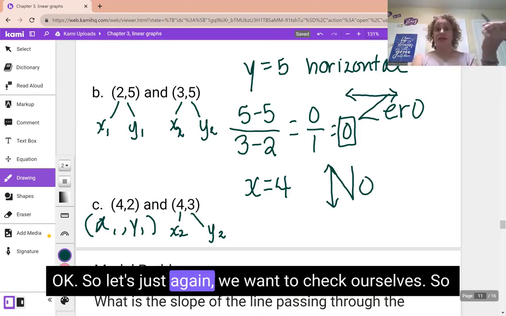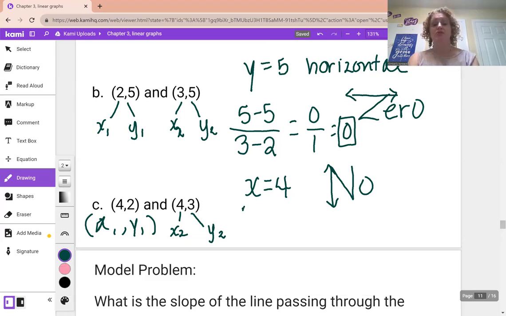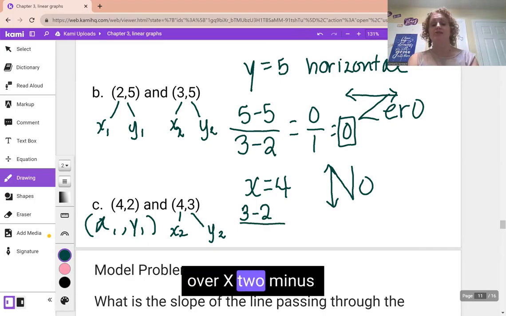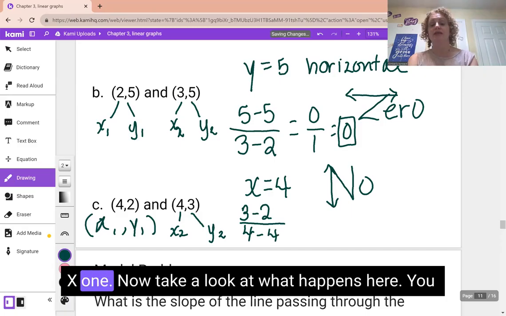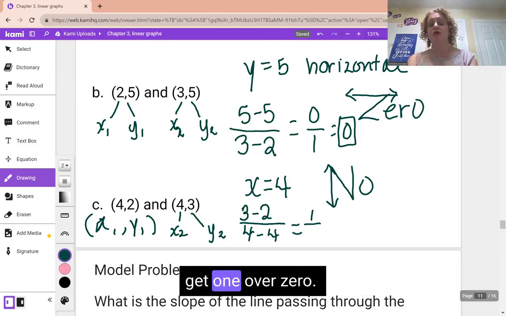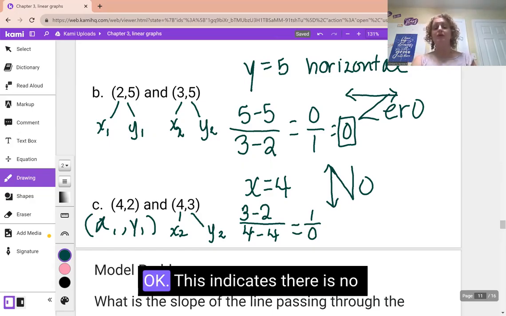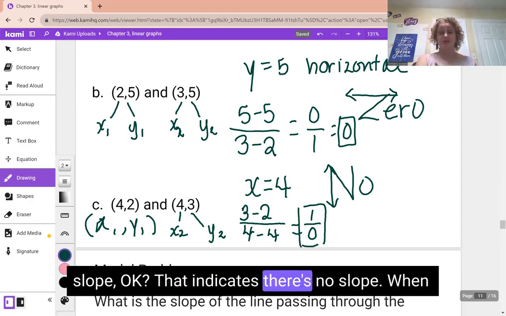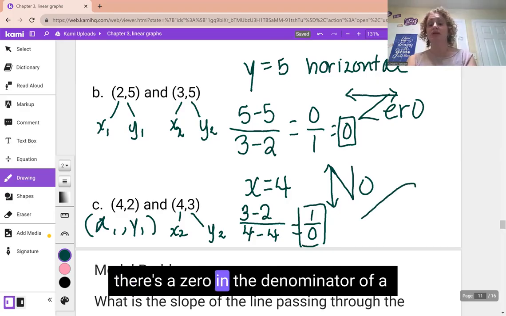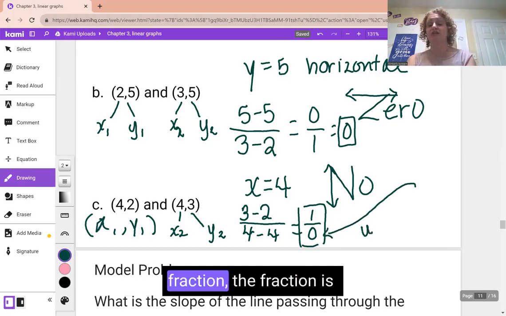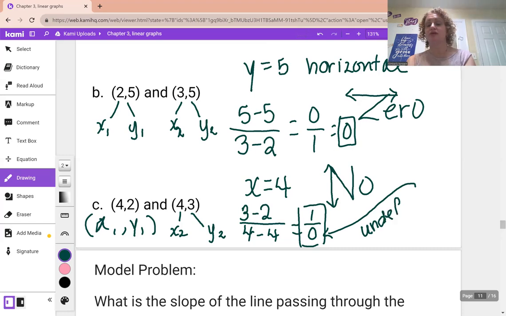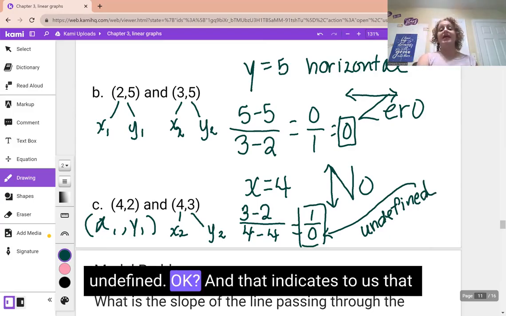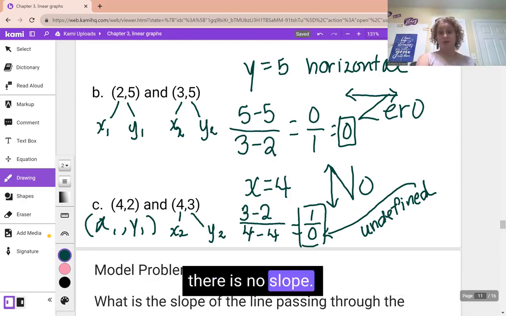Let's again check ourselves. y2 minus y1 over x2 minus x1. Now take a look at what happens here. You get 1 over 0. This indicates there is no slope. When there's a 0 in the denominator of a fraction, the fraction is called undefined. Undefined, and that indicates to us that there is no slope.